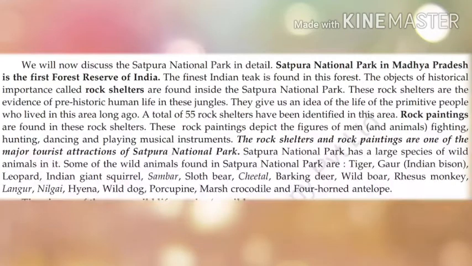Understand? They were primitive people. So they gave us an idea of the life of the primitive people. From these rock shelters, we come to know how the people lived during this age. A total of 55 rock shelters have been identified in this area. How many rock shelters? 55 rock shelters.